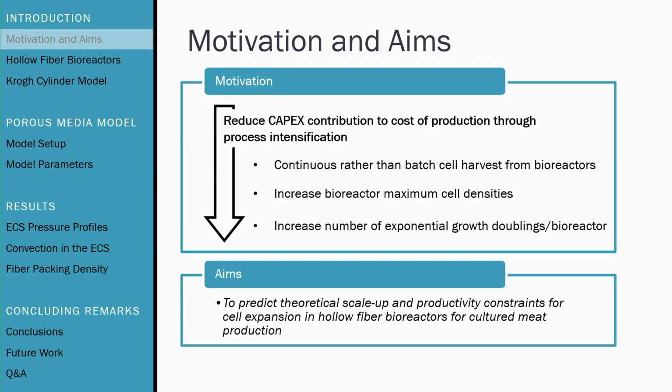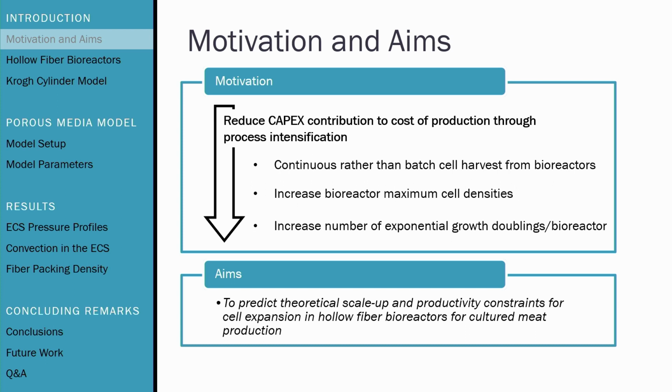To begin with, the motivation behind this work is primarily the hope that CapEx's contribution to the cost of production could be reduced through process intensification. And some ways to intensify the cultured meat bioprocess from a bioreactor standpoint include continuous rather than batch cell harvest from bioreactors, increasing the bioreactor maximum cell density, and increasing the number of exponential growth doublings per bioreactor.